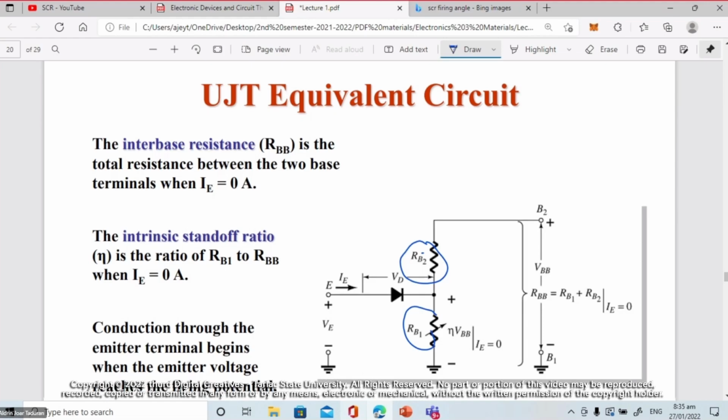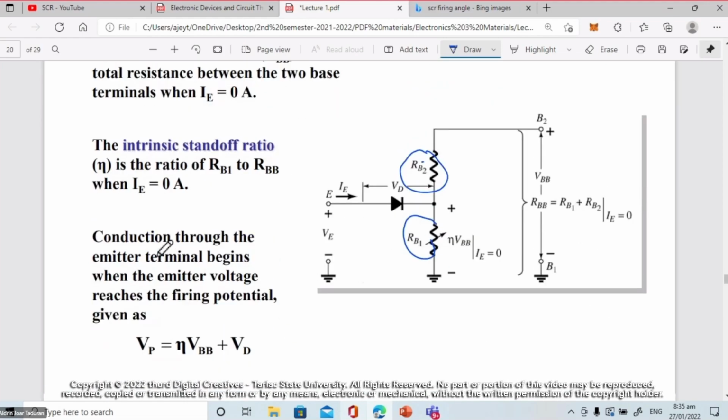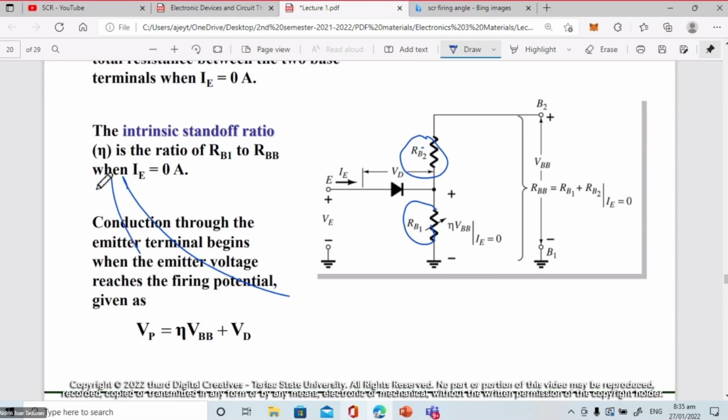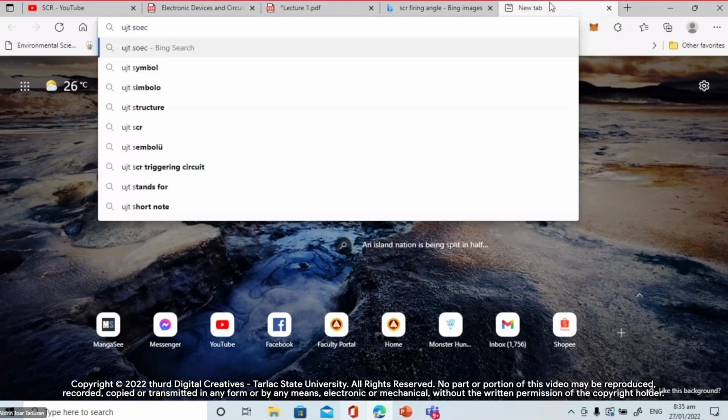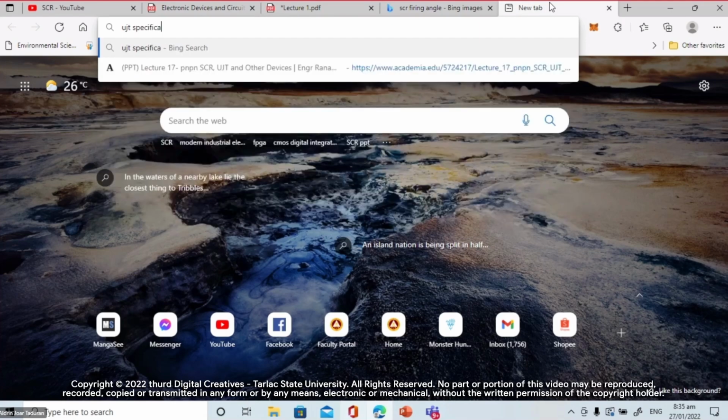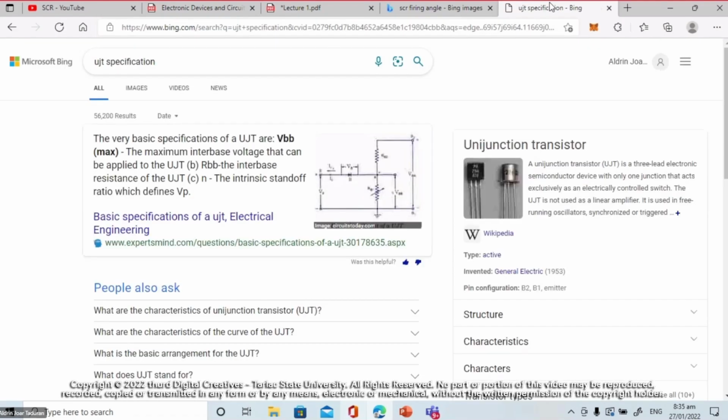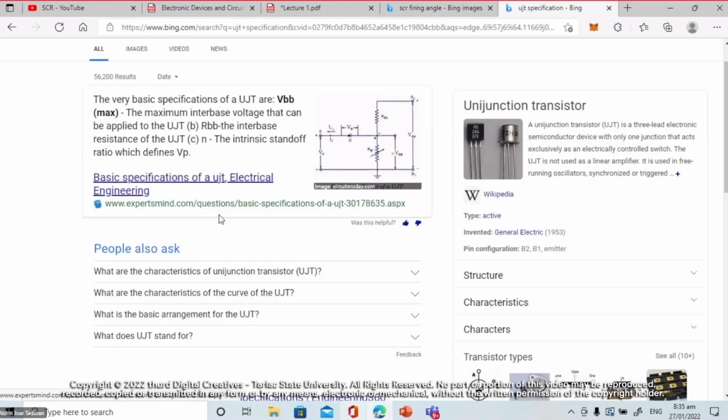Okay? So, usually class, ito, nasa specification na to ng UJT natin. Makikita mo yan. Okay? If for example, may UJT spec. Sample lang ng devices. Okay.